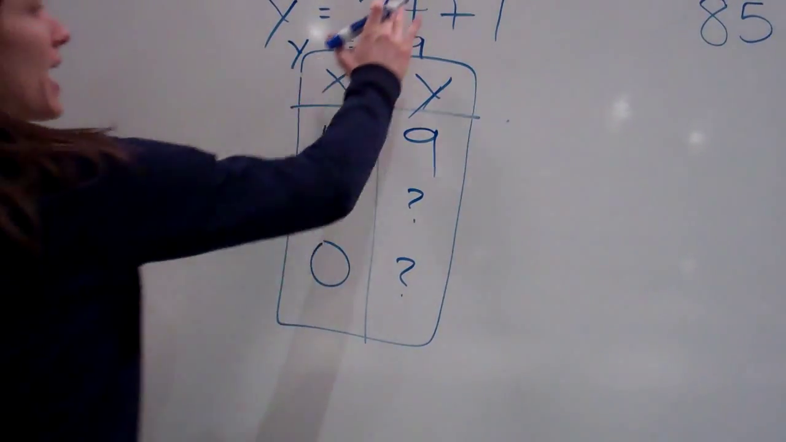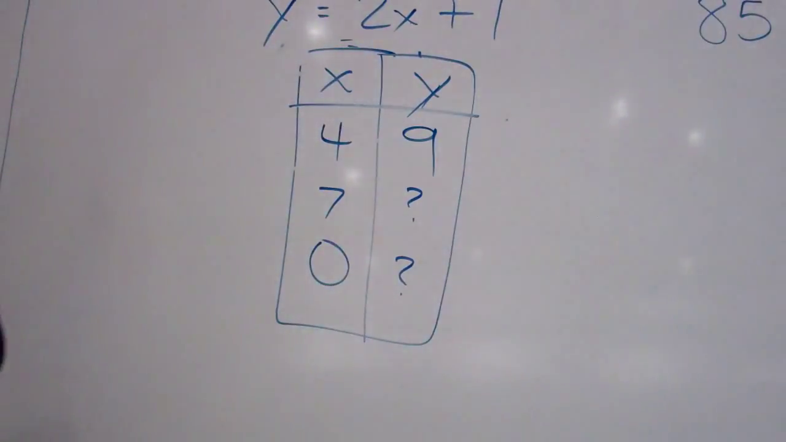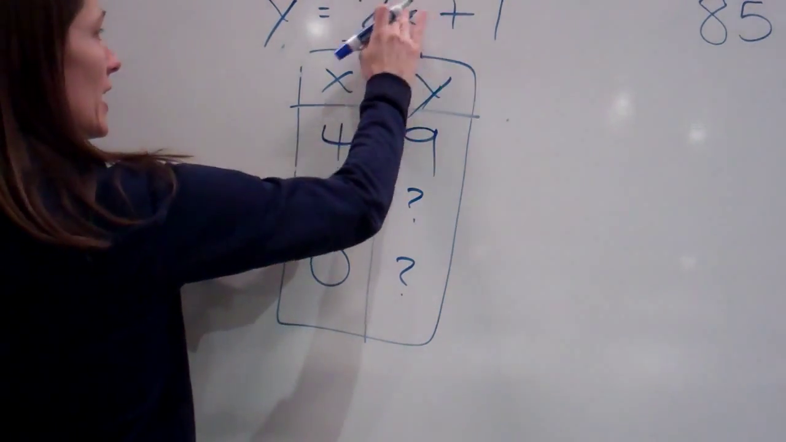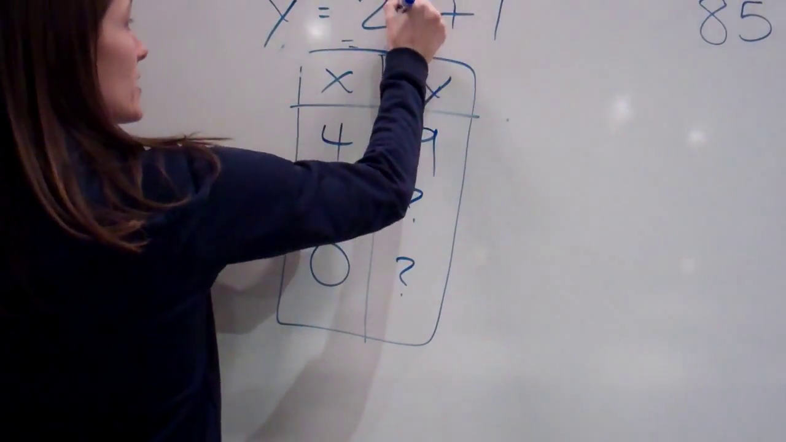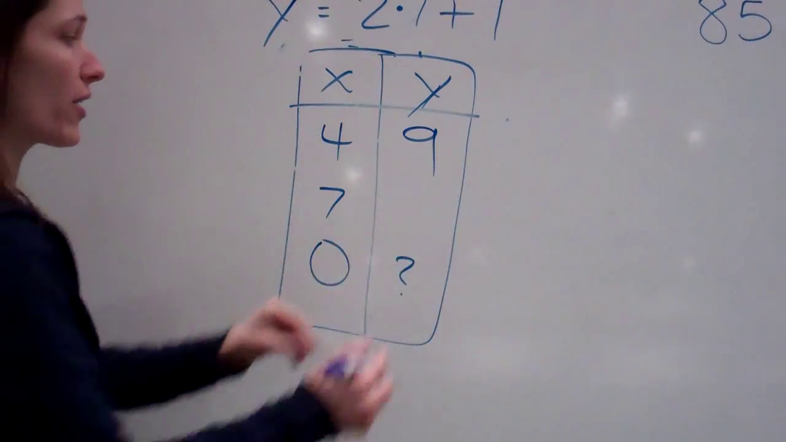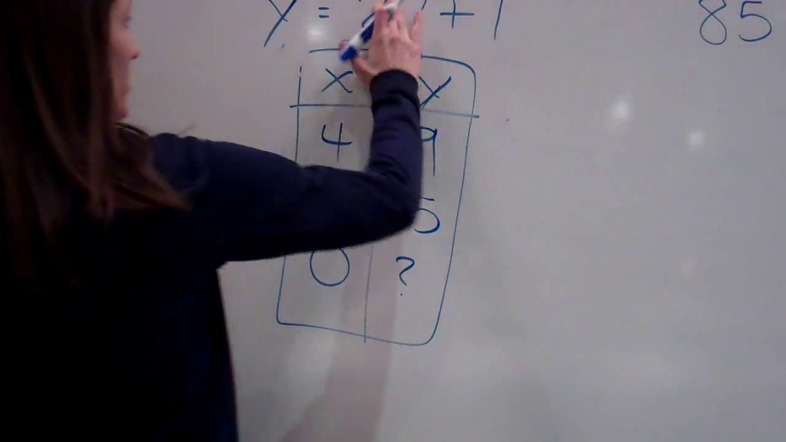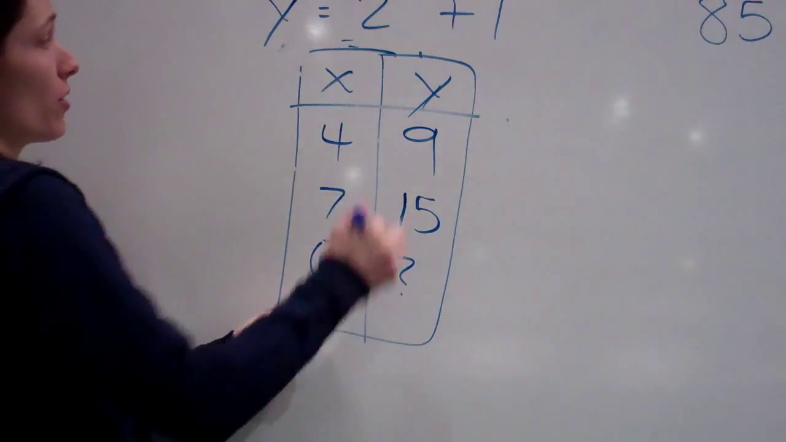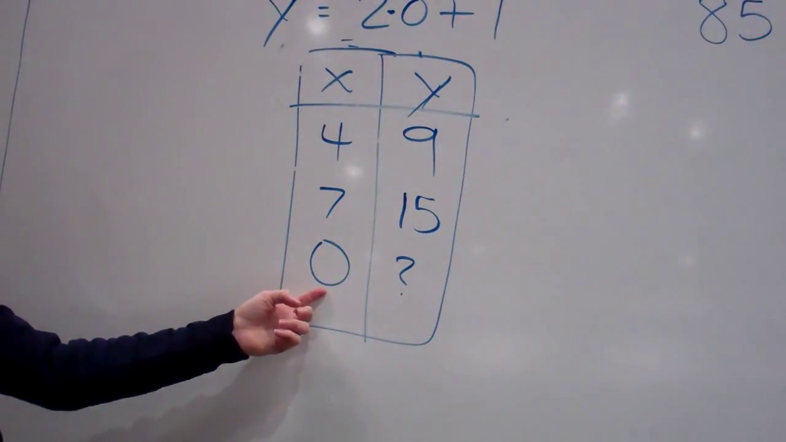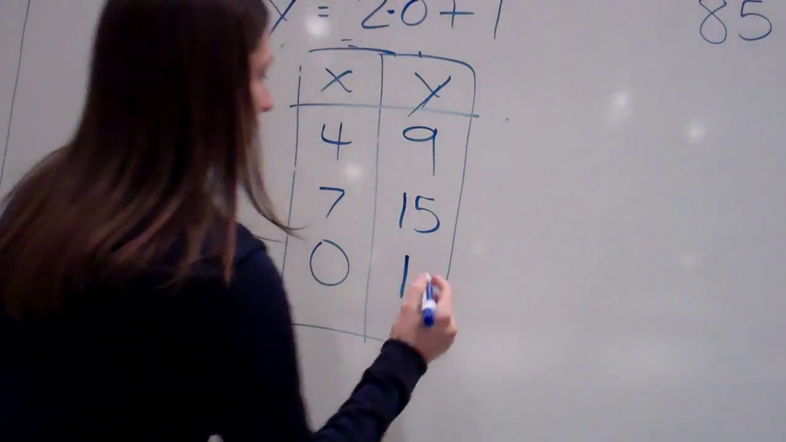Okay, let's try the next one. Okay, so let's put the 2x back up there. And this time we're going to use 7. So I'm going to put 7 in here. And I get 14 plus 1, which makes 15. So y on this one is 15. Okay, and the last one, 0. I'm going to put that in for my x. So it's going to be 2 times 0. And that's going to be 0 plus 1, which gives us 1. Very good.